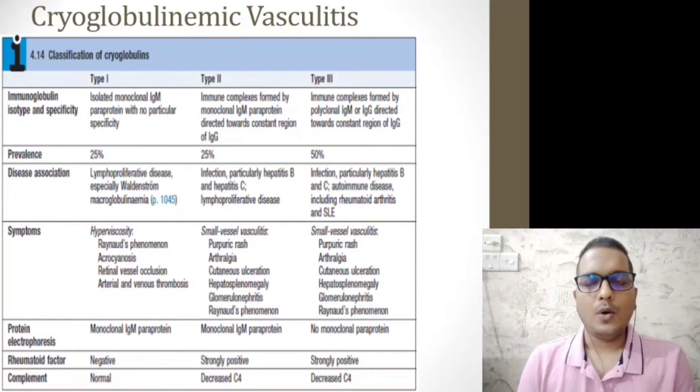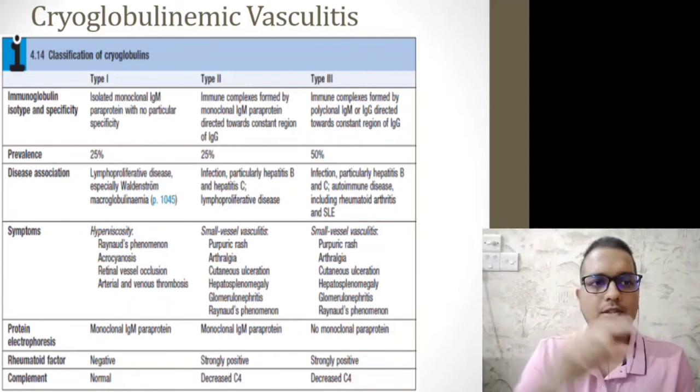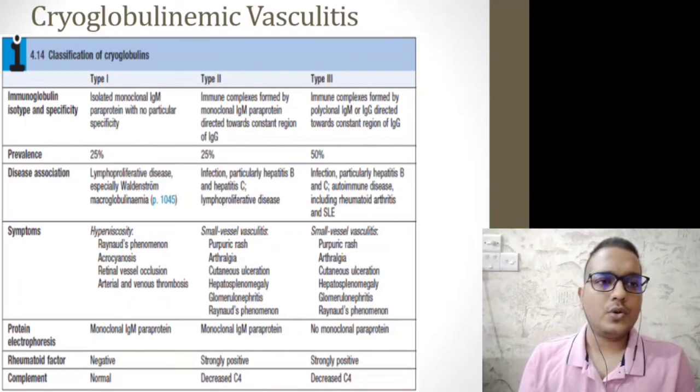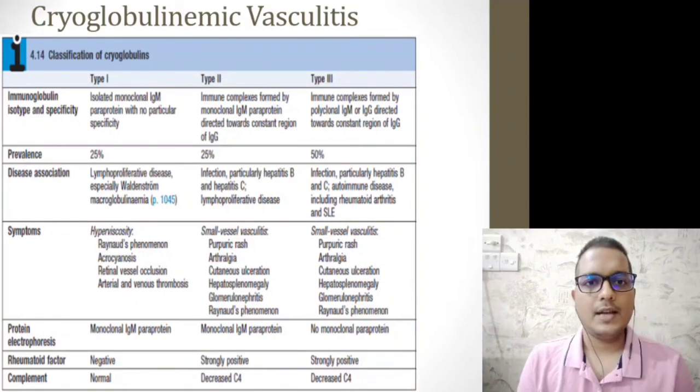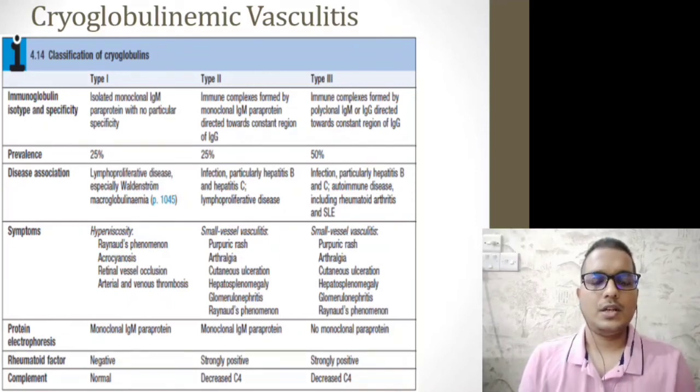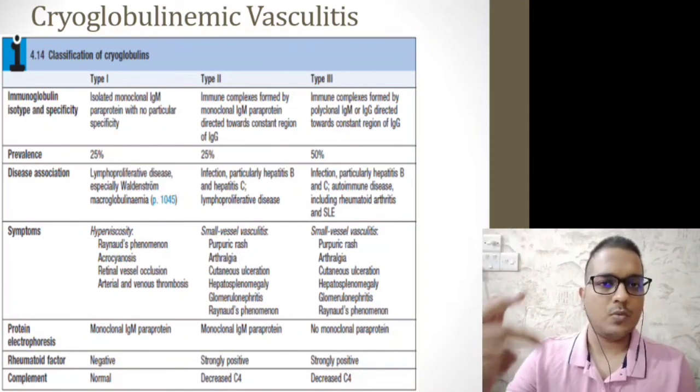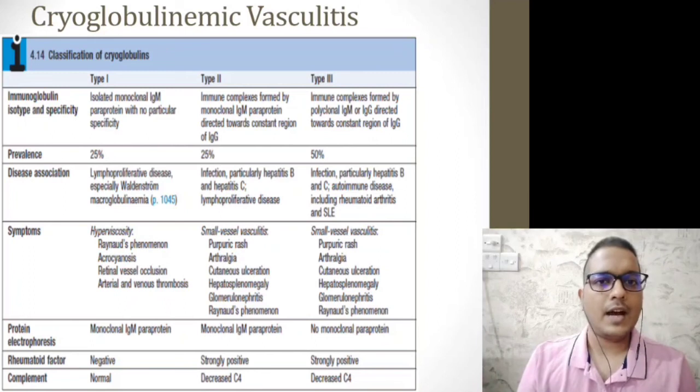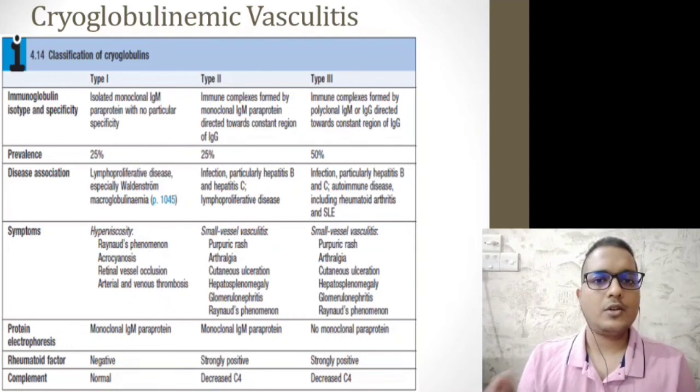So if there is IgM, just reverse the letter M, it becomes W. So W is Waldenstrom macroglobulinemia. Waldenstrom macroglobulinemia is especially associated with type 1 cryoglobulinemic vasculitis. And what is the feature of Waldenstrom macroglobulinemia? There are features of hyperviscosity. So type 1, IgM, reverse it, Waldenstrom macroglobulinemia, features of hyperviscosity. Raynaud's phenomenon, acrocyanosis, venous occlusion, these are the common symptoms.